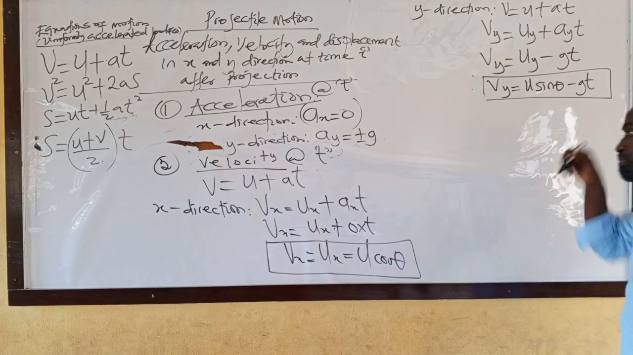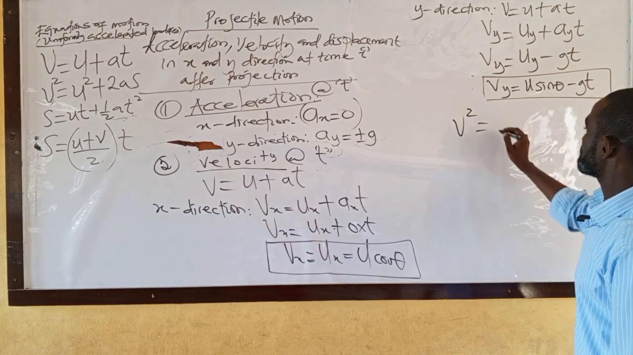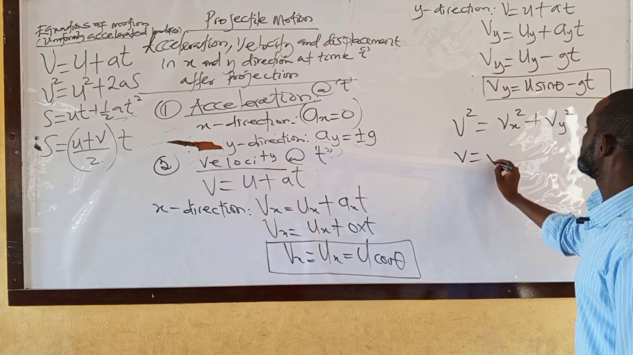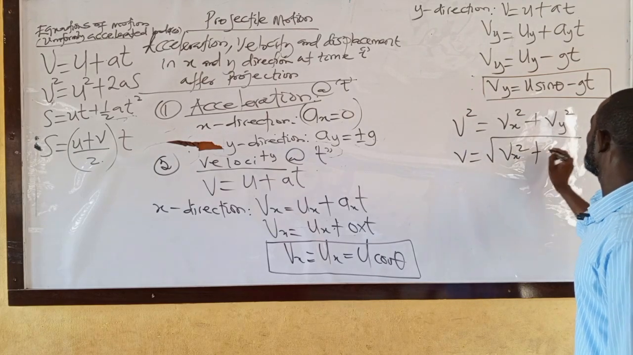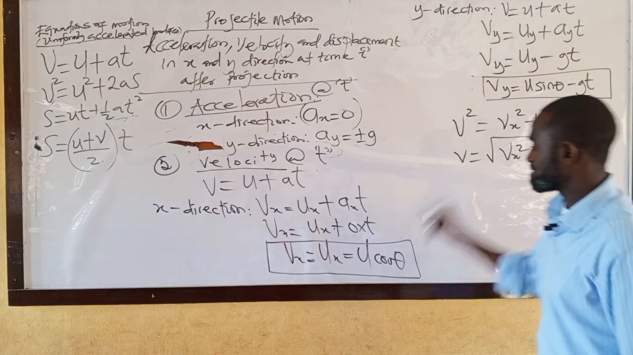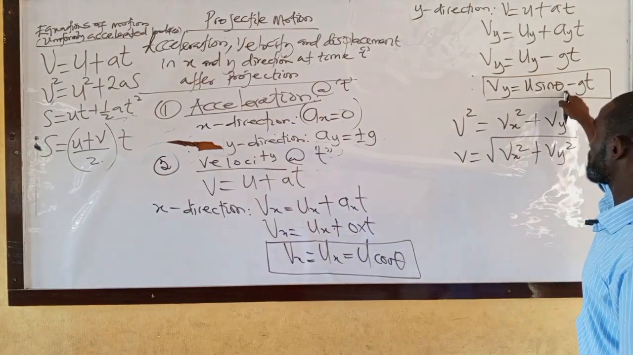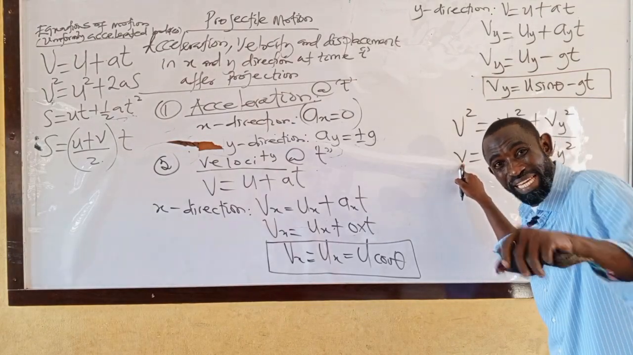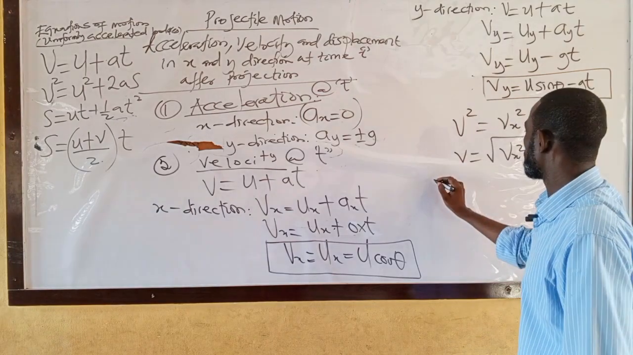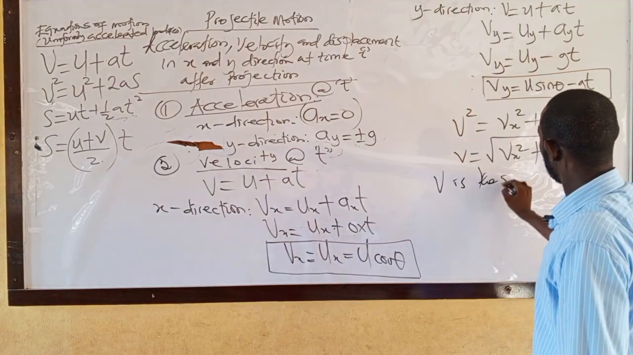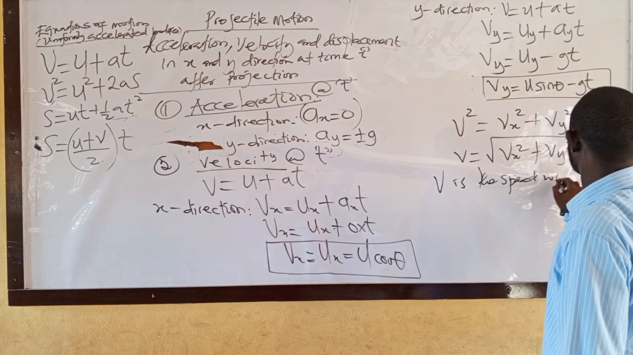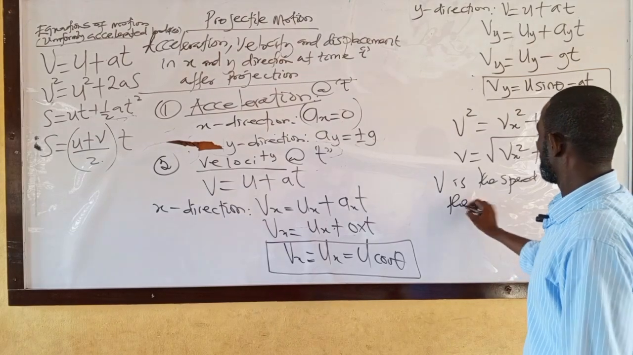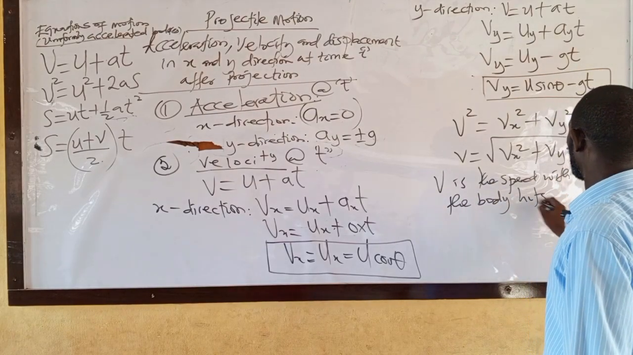So we have our v squared equals v of x all squared plus v of y all squared. So v equals the root of v of x all squared plus v of y all squared. Mind you, v of x is this, and v of y is this. So this is the speed of the velocity with which the body will hit the ground. Are you with me? So where v is the speed with which the body hits the ground.